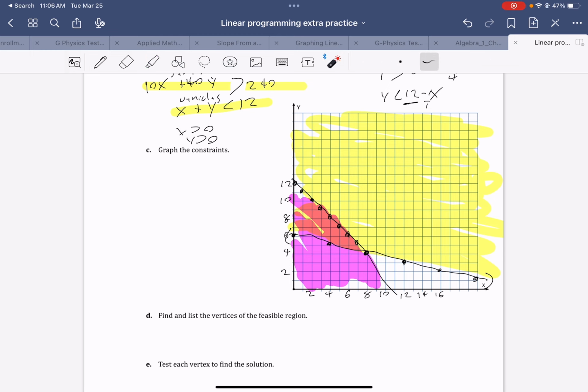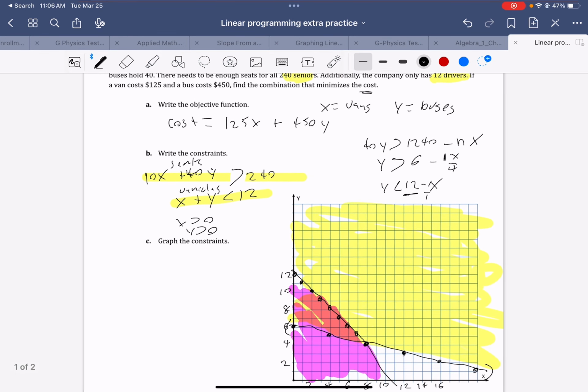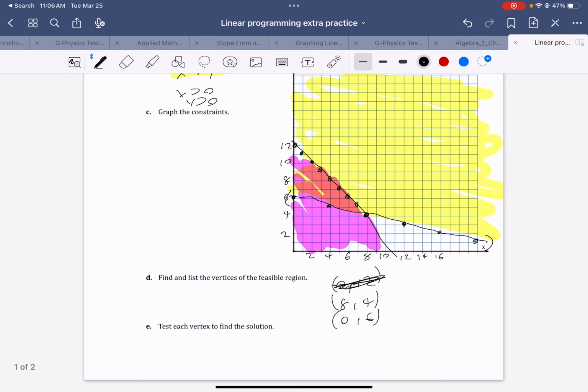Which means that the points we're going to test are the 3 vertices of that region. This vertex, and this vertex. So those 3 vertices have coordinates of 0, 12, 8, 4, and 0, 6. So we're going to test each one. Now, using some very basic logic, we can rule out 0, 12, because if you get 12 buses, that's obviously going to cost more than getting 6 buses. So we're just going to test 8 vans, 4 buses versus 0 vans and 6 buses.